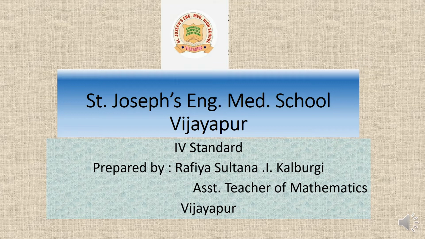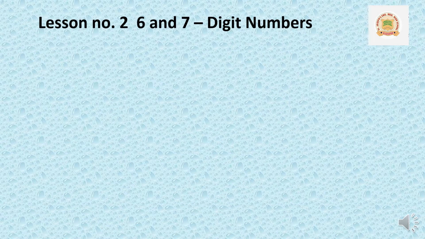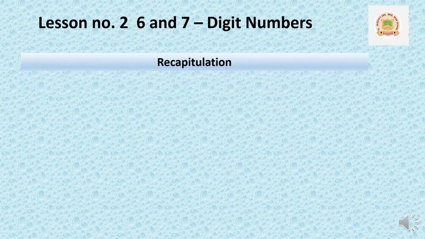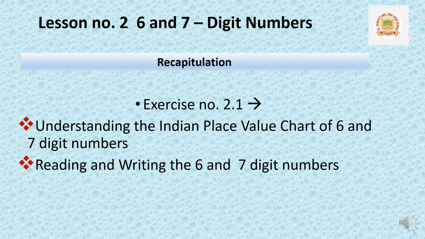In the last sessions, we have completed lesson number 2's first exercise. Lesson number 2, 6 and 7 digit numbers. There we have completed exercise number 2.1: understanding the Indian place value chart of 6 and 7 digit numbers, and reading and writing the 6 and 7 digit numbers. These concepts we have understood in exercise number 1 of lesson number 2. Let us move to the next exercise of the lesson number 2.